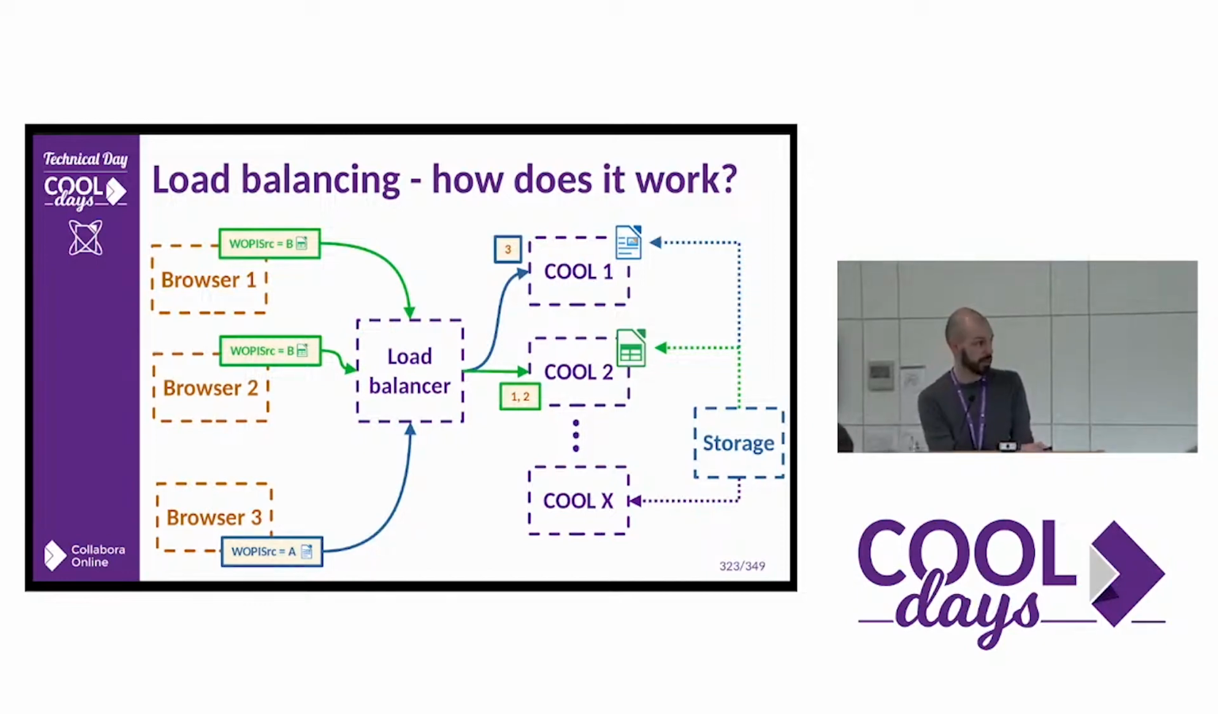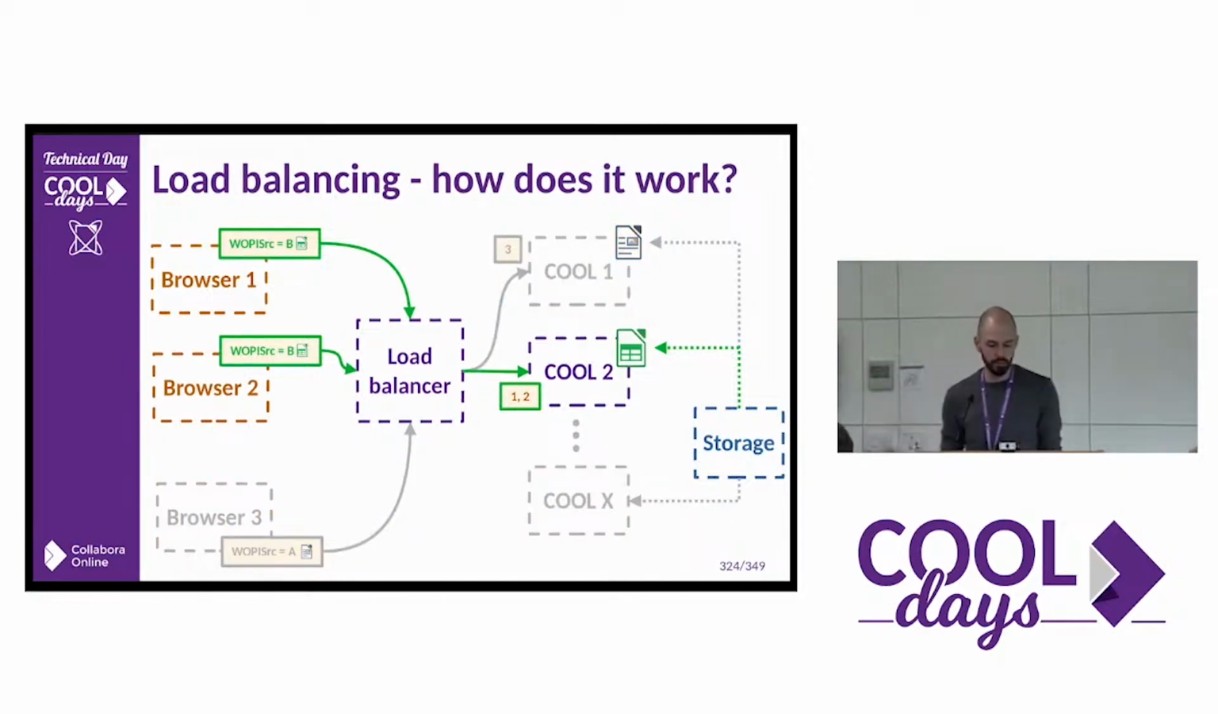We can simplify that, and we will focus only on one file. In this case, it's a spreadsheet. It lives on the second Collabora Online server. And as you can see, we have two users who connect to the same file through the load balancer. So to have the correct behavior of the application, we have to be sure that all the requests from the browser will end up on the same Collabora Online node. So the load balancer has a very important task to do.